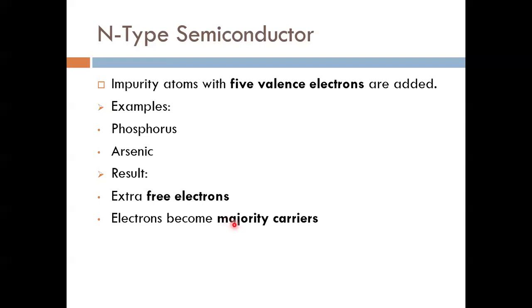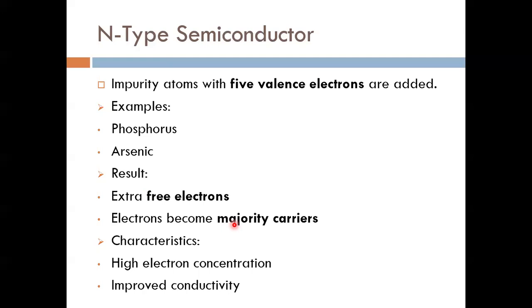Now, when we say electrons become majority carriers, it means there will again be holes, not necessarily due to this doping, but due to some thermal effects, and these holes will be the minority carriers. So the characteristics are that in N-type semiconductor, there is high electron concentration and ultimately improved conductivity.